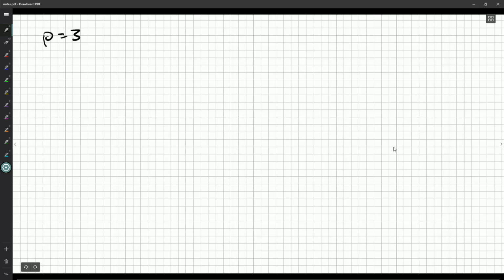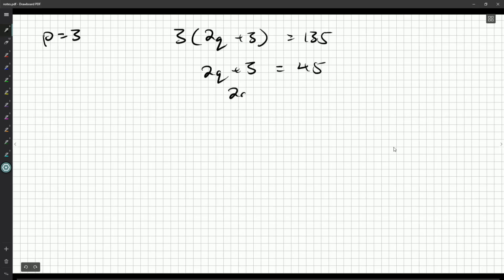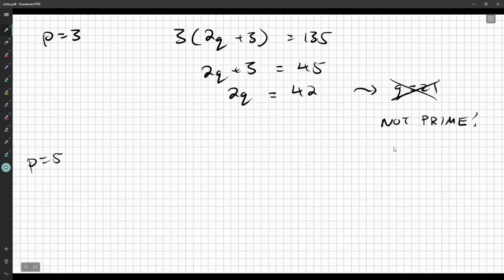What happens if p is equal to 3? So we'll get 3, and then 2q plus 3 is 135. So dividing 135 by 3, you'll get 2q plus 3 is equal to 45. Subtract 3. 2q will be equal to 42. Q is equal to 21, but that's not prime. Okay, so p equals 3 didn't lead to q being prime, so we had a bad assumption. That's fine.